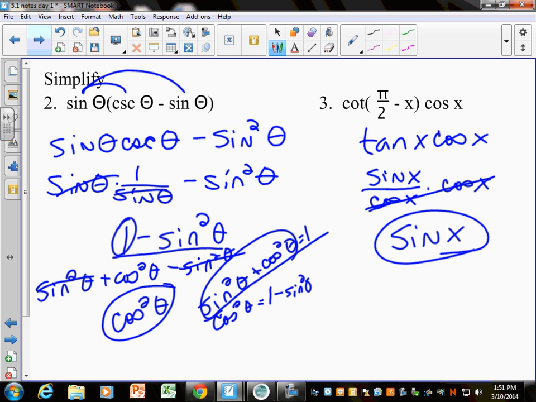And really, why are we doing this? Not just to make you go crazy. We're going to solve equations. Wednesday, we're going to solve equations, and you got to be able to simplify stuff in order to be able to solve the equations with trig in them. So that's why today we're just practicing with simplifying. What else can we do?